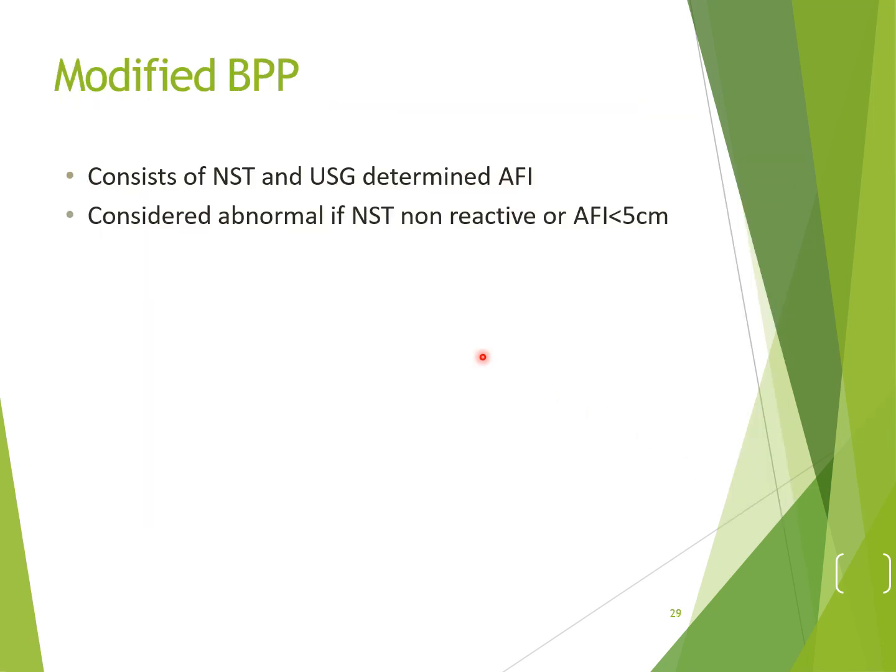Next is the modified biophysical profile. It consists of NST, ultrasonography, and amniotic fluid index. That is, these 3 things you can do along with the biophysical profile. It is considered abnormal if the NST is non-reactive and if the amniotic fluid volume is less than 5 centimeters.